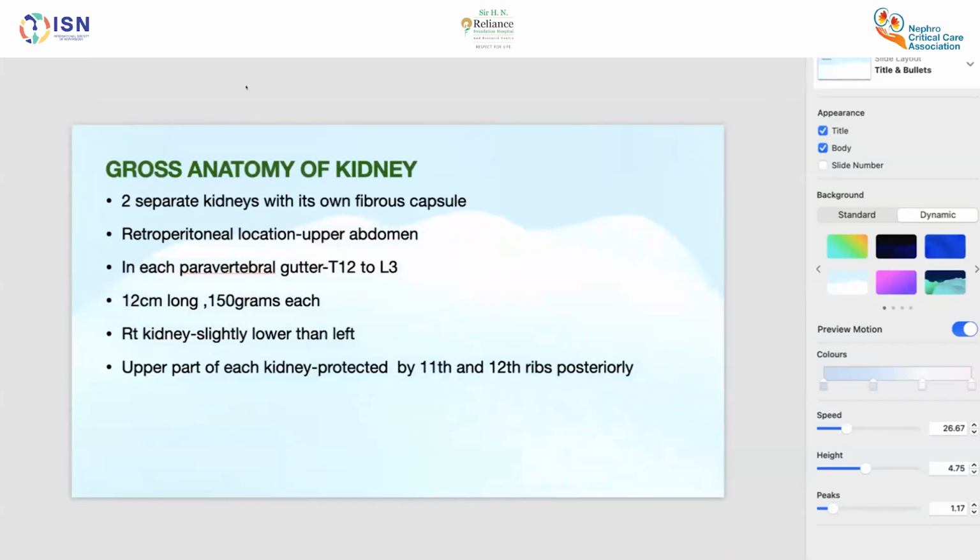There are two separate kidneys. I will just finish the little bit of anatomy, sir, in 2 minutes.